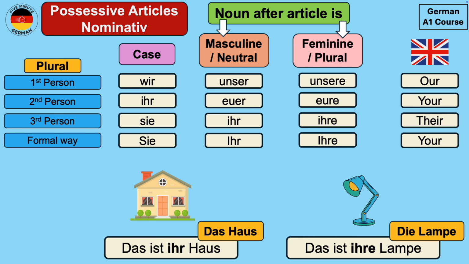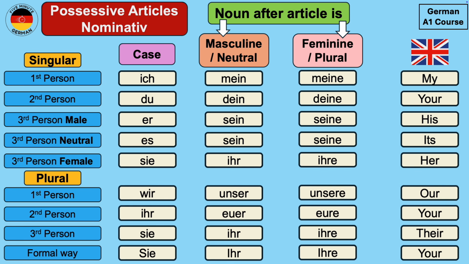The only difference is that the I is written as a capital. So these are the different forms of possessive articles in nominative. And you can see that the only difference between the forms in masculine or neutral and feminine or plural is the E or A which comes at the end of the feminine or plural forms. So you can take a screenshot of this so that you can use it for future reference.